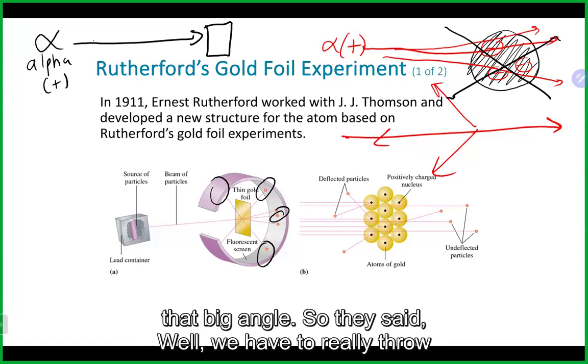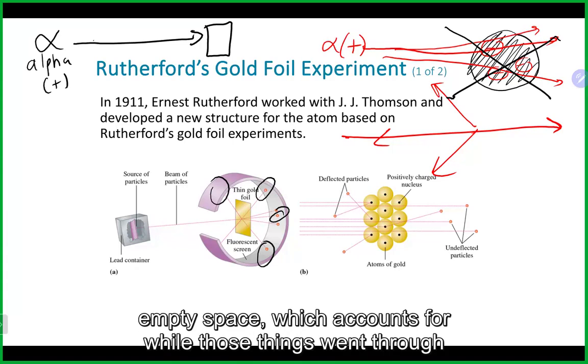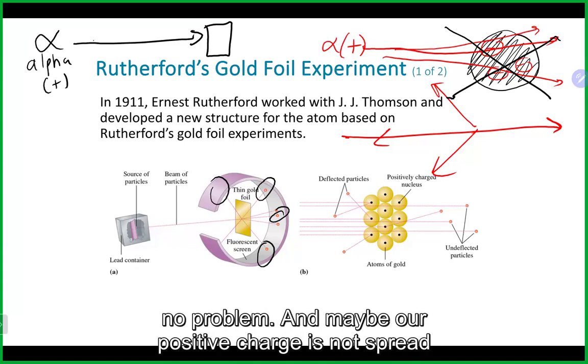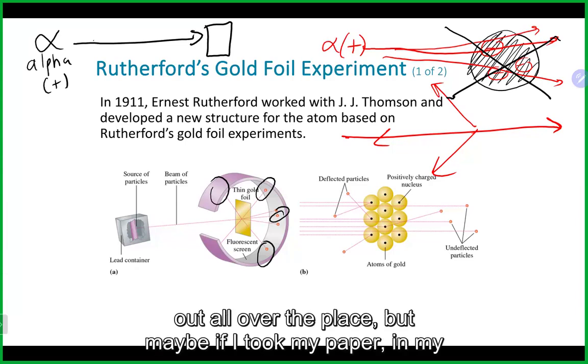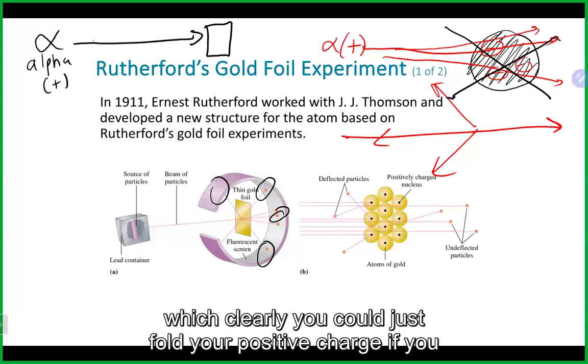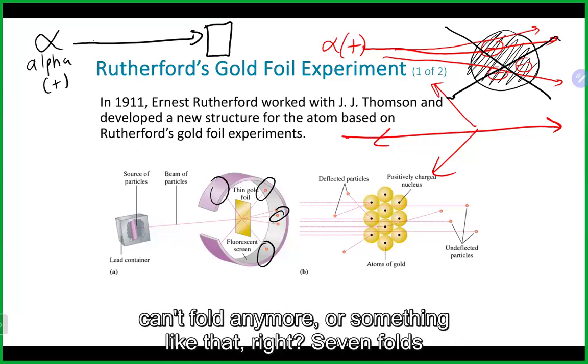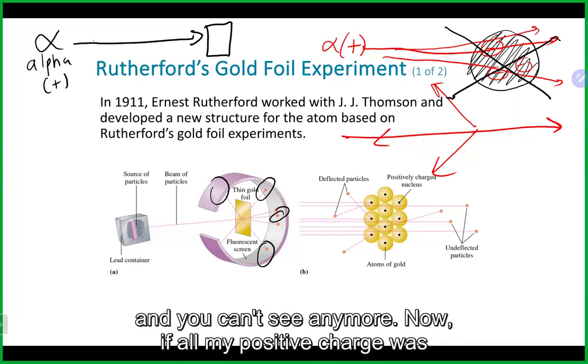So they said, well, we have to really throw out the plum pudding model and say, clearly the atom is mostly empty space, which accounts for why all those particles went through no problem. And maybe our positive charge is not spread out all over the place. Maybe if I took my paper, my example, and folded it, all my positive charge down, you just fold your positive charge. You keep folding, where they say 7 times you can't fold anymore.